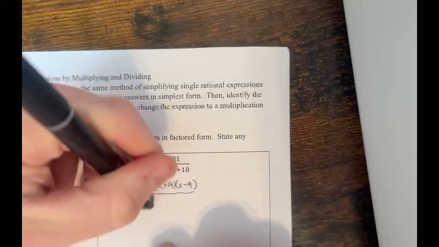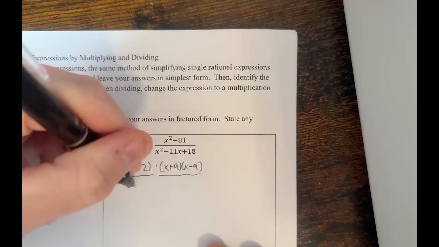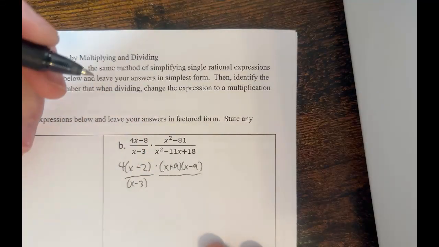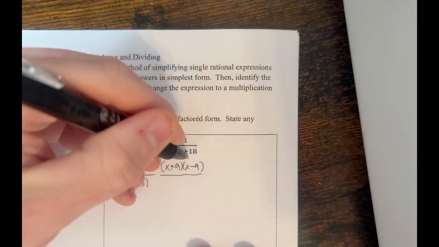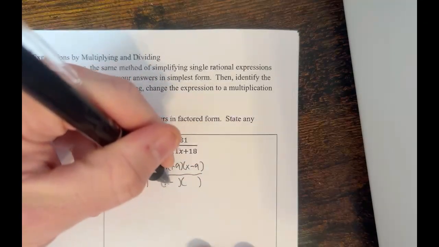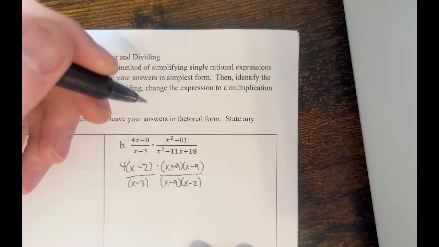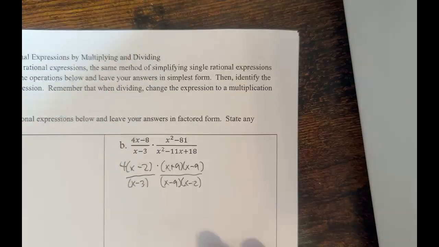Oops, I'm going too fast here. Skip ahead. On the bottom, I have x minus 3. I can't do anything with that, so I'm just going to put parentheses there. Here, I've got to find what multiplies to 18 and adds to negative 11. What about x minus 9, x minus 2? Negative 9 times negative 2 is positive 18. Negative 9 plus negative 2 is negative 11.